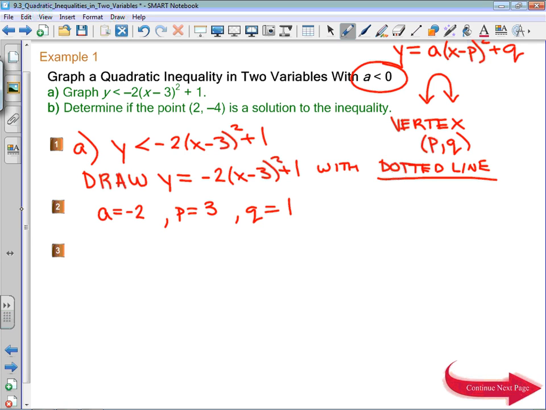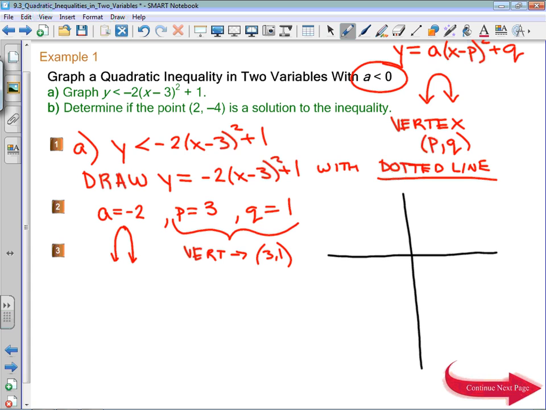I'd like to just summarize what this means. A is less than 0, so a is negative, means that the parabola opens down. If p is 3 and q is 1, that tells me that my vertex is at 3 comma 1. And that's really all we need to get a fairly reasonable graph of this. I would find the vertex at 3 comma 1, and then I would open my parabola downwards. Now it's worth mentioning that because a is larger than 1, this parabola is more narrow than y equals x squared.